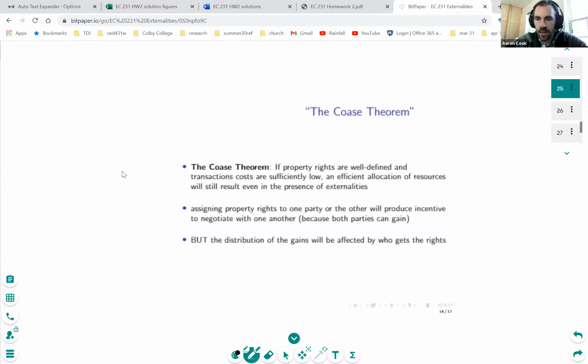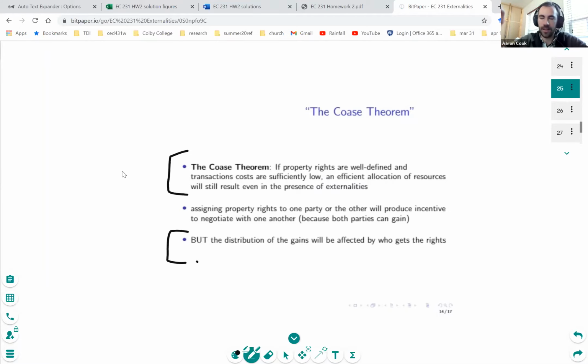Okay, so that's kind of the Coase theorem, sort of as it's stated in the book, is that if property rights are well defined and transactions costs are low, an efficient allocation of resources is going to emerge from that process.